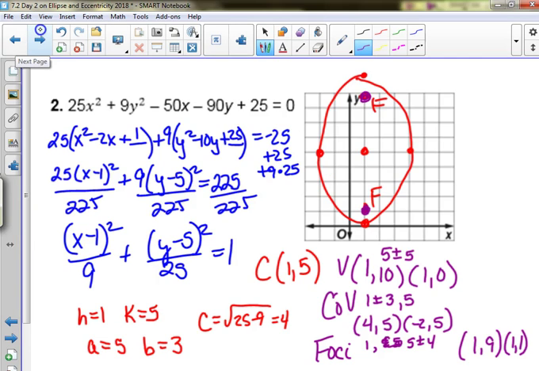Any questions? Yes. Yes, because what does it say on here? It says that the number underneath there is a squared and b squared. You good? Does that make sense? Anybody else?